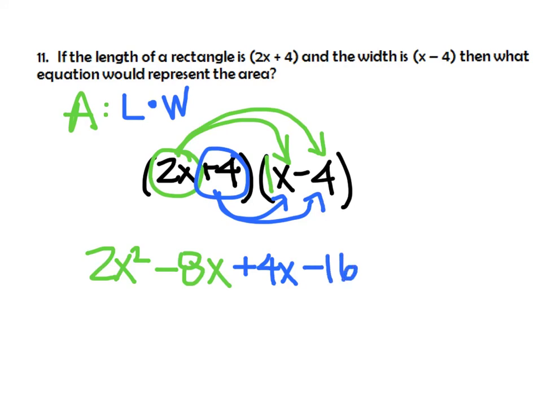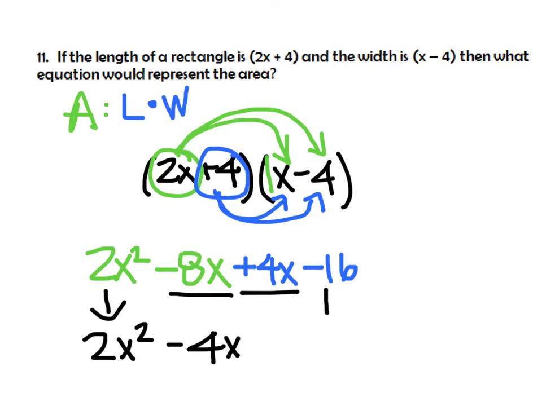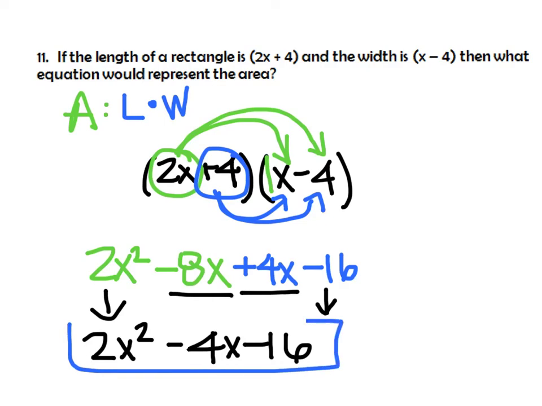Remember, I look to combine my like terms, and they're right there in the middle. So I bring down the 2x squared. Negative 8x plus 4x is going to add up to negative 4x. And I make sure I bring down the negative 16. So this would be the area of the rectangle.